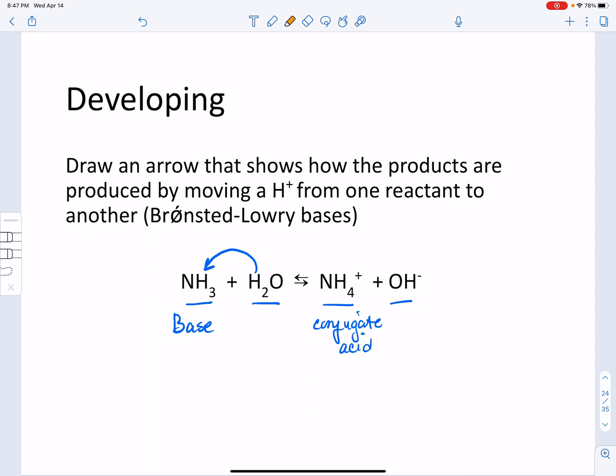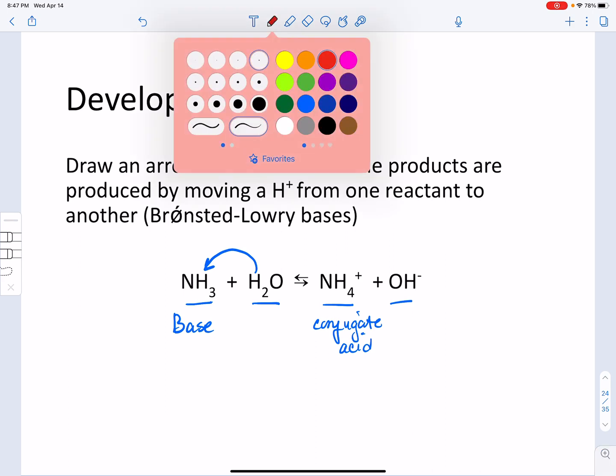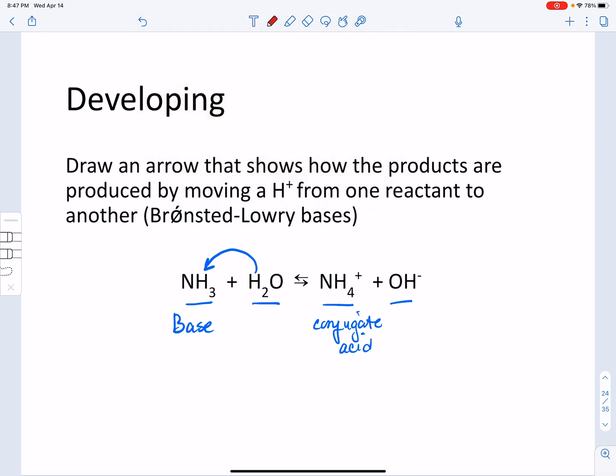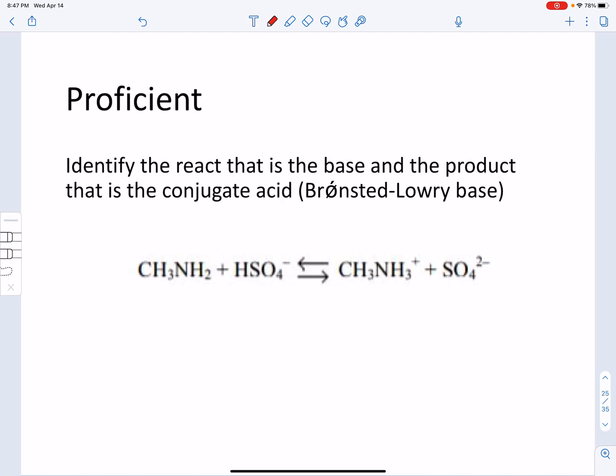All right, while we're here, we're going to go ahead and identify the acid and the conjugate base as well. So our acid is our proton donator. That's going to be our water. And what's left over after the proton is donated is called our conjugate base. You may notice that your conjugates are always on the product side and your original acid and base are on the reactant side. Bases make conjugate acids, acids make conjugate bases.